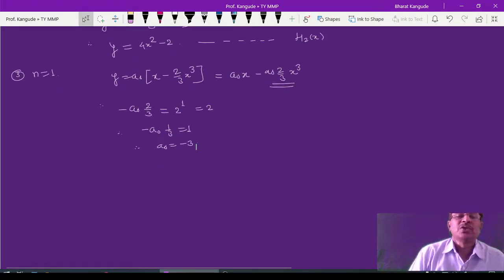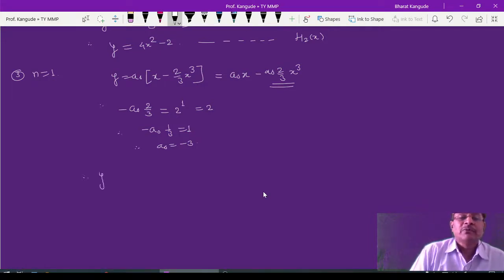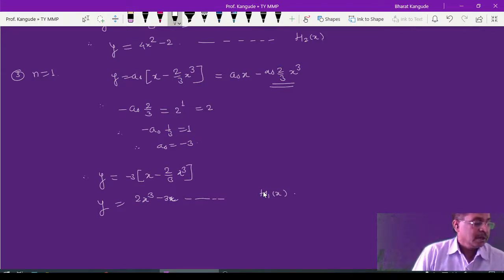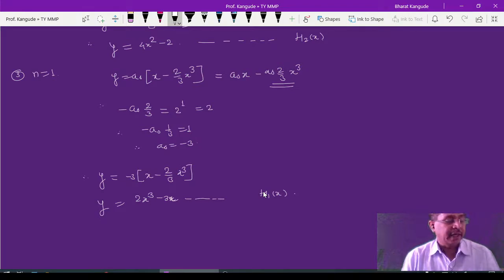So put a0 equal to minus 3 in the earlier equation. Therefore y is equal to minus 3 into the bracket x minus 2 upon 3 into x cube. Rearranging, this 3 and this 3 will get cancelled, minus minus will become plus. So it is simply 2x cube minus 3x. So y is equal to 2x cube minus 3x. This is my H1 of x, the Hermite polynomial of degree n equal to 1.